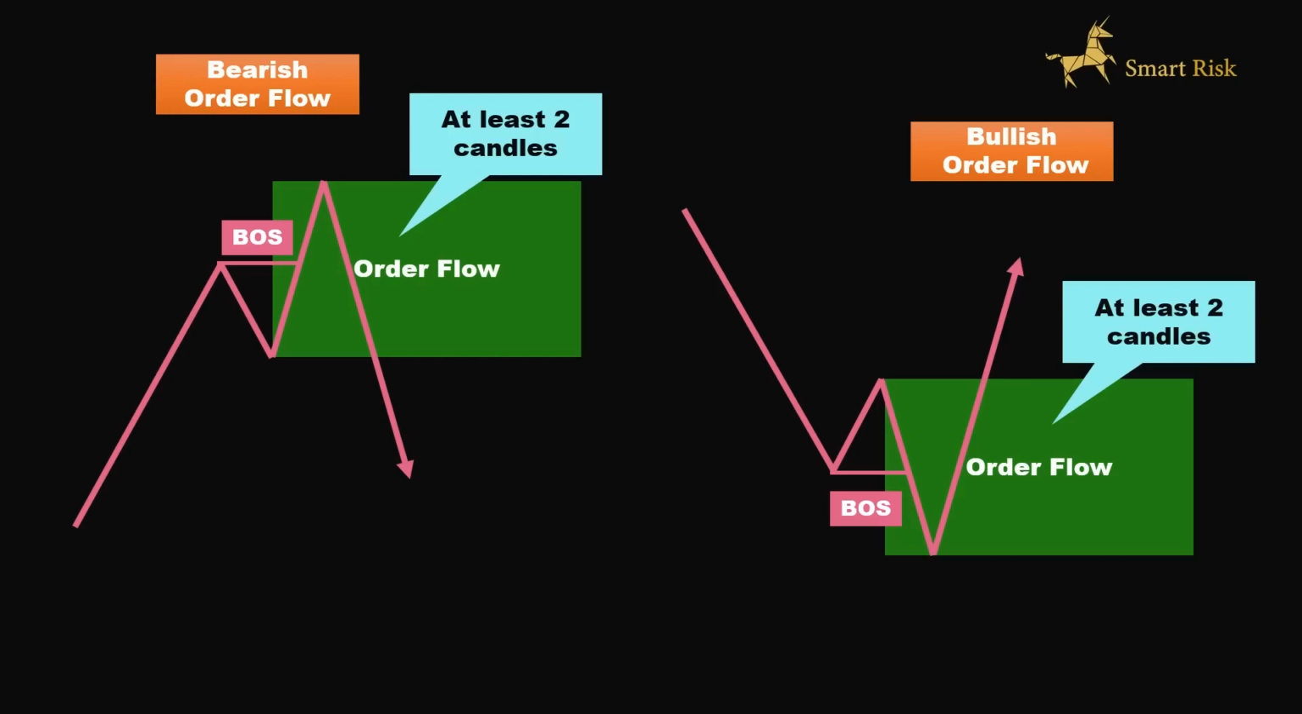By using order flow zones as a point of interest, traders can identify potential entry and exit points. For example, the bearish order flow zone we mentioned earlier can be used as an entry point for a short trade, as it indicates a strong selling pressure in the market. Let's dive into the details of order flow.